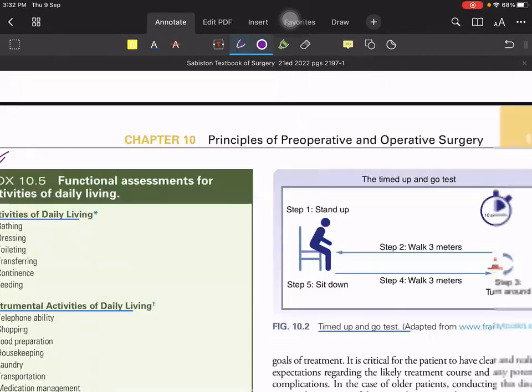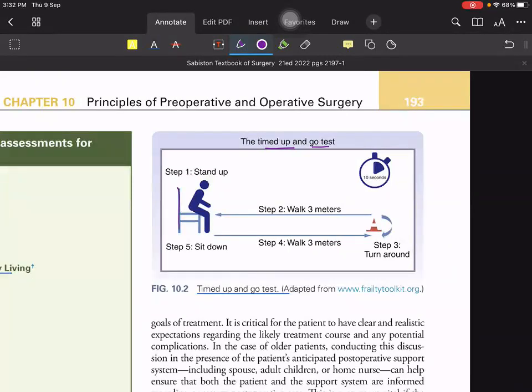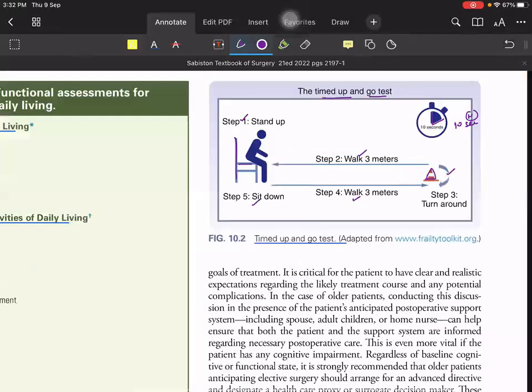Nothing very easy. The patient will be sitting. You tell the patient to stand up first and walk 3 meters, turn around at the marker, walk 3 meters back, and sit down. Very simple test. The patient should do this within 10 seconds. That is normal. That is the TUG tool.